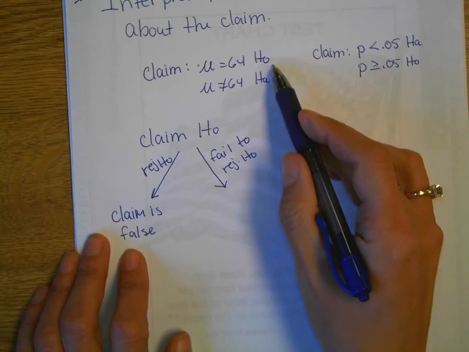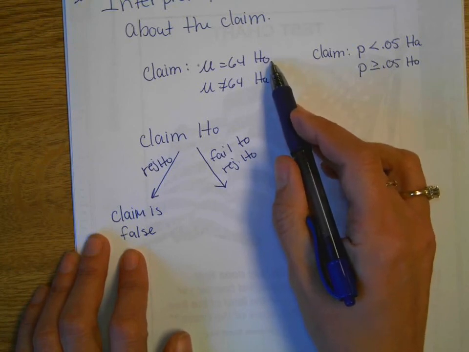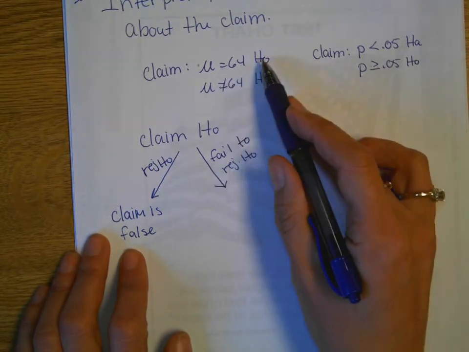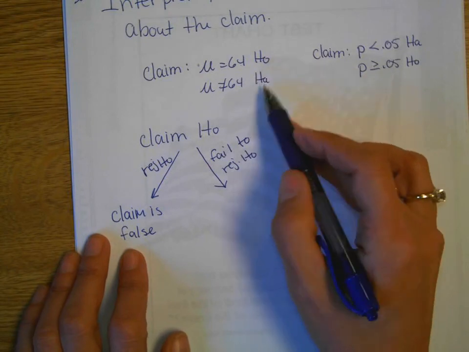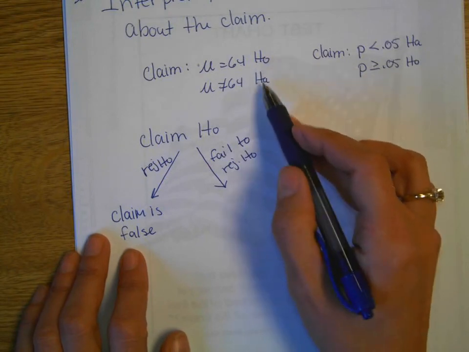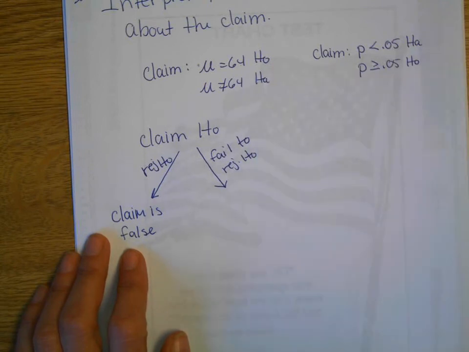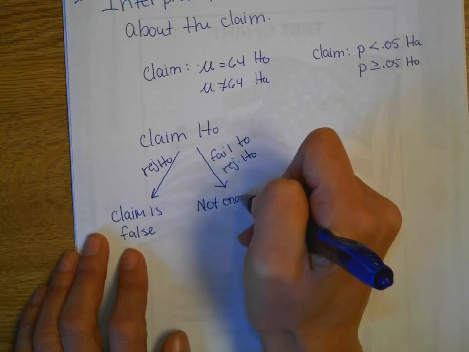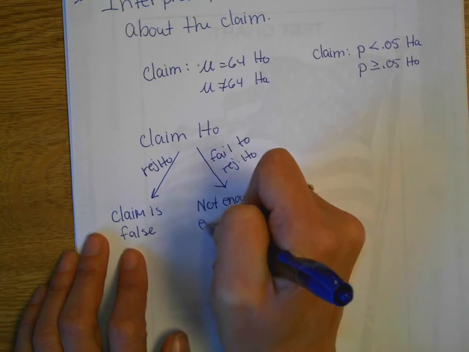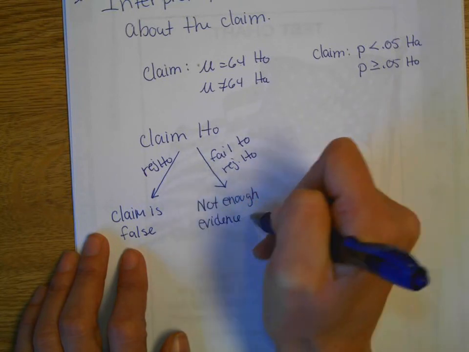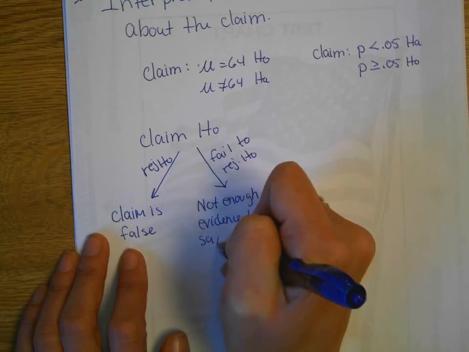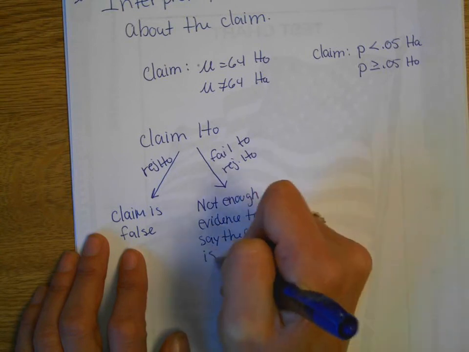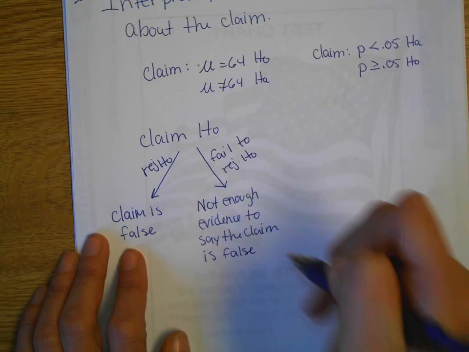Well, if I fail to reject the H0, that doesn't mean I accept it. Never, never say accept. No, it's not saying it's true either. What I'm saying is I can't eliminate this. So at this point, both things are still in play. I can't say for sure which one is true. So it's not true or false. So what we say is there is not enough evidence to say the claim is false.